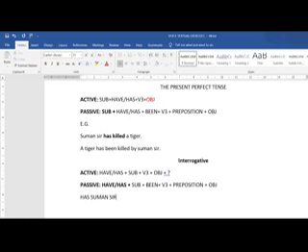Okay, so let me do the same thing. Has Suman sir killed a tiger? There is a question mark. So which is the object here? The object here is a tiger. That will become the subject.